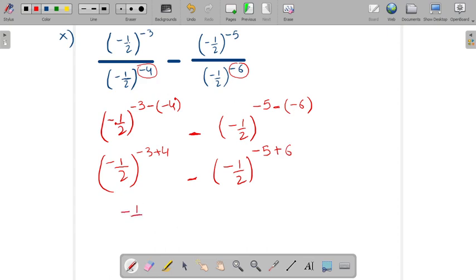Now next step, minus half. So what should it become? Minus 3 plus 2. Minus 3 plus 2. What will it become? It will become 1. Minus half. So minus 5 plus 6. What will it become? 1.